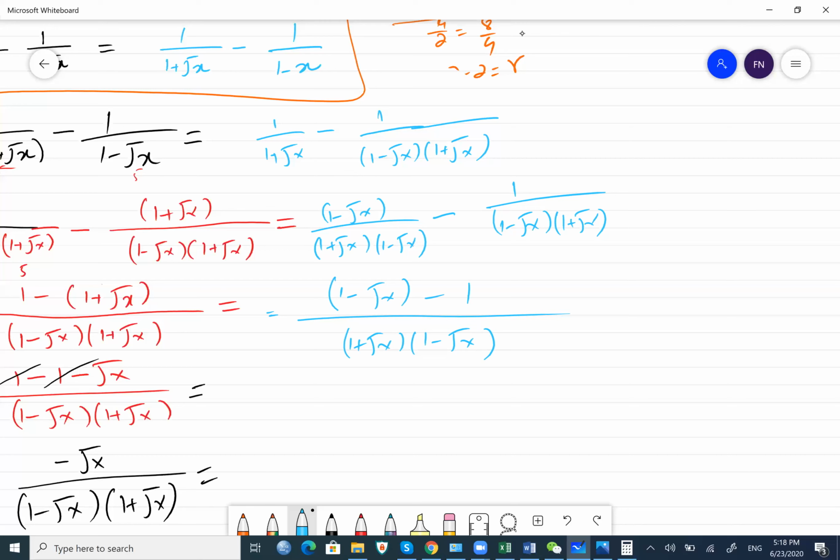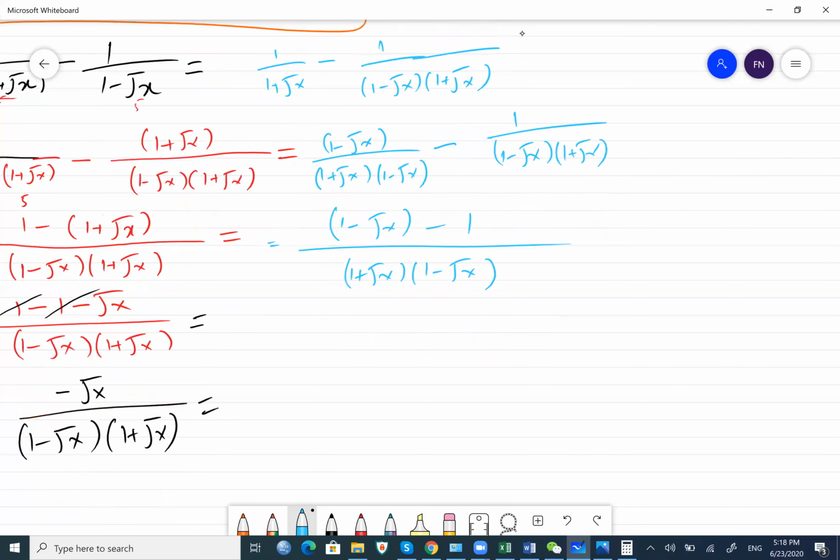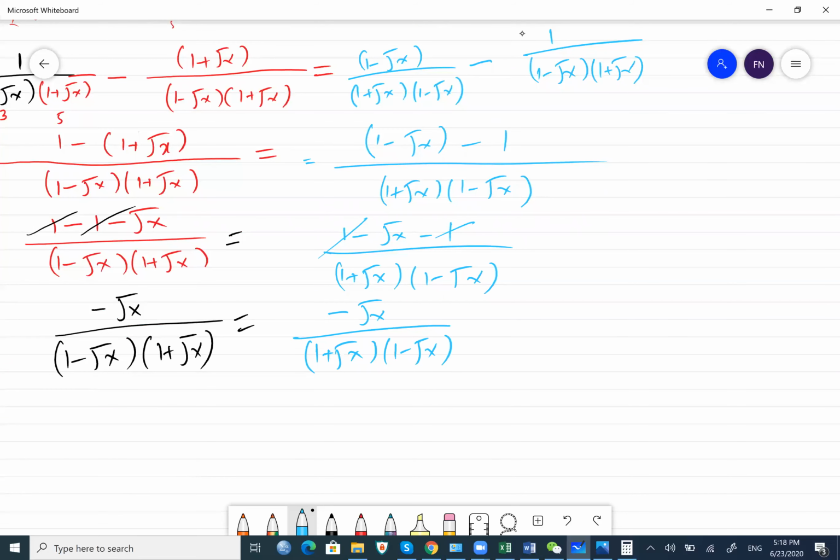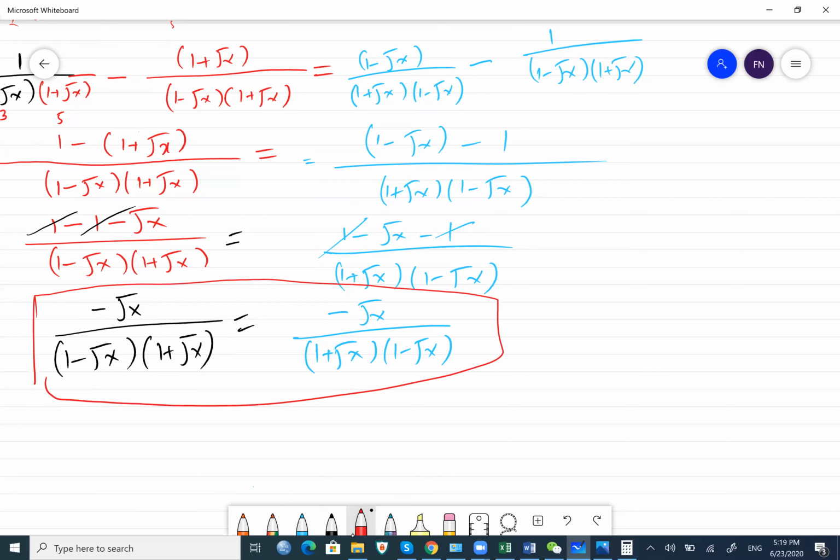Understand? Yeah. Carolina? Yeah. Okay, good. Open the bracket. This minus will cancel out with this. We will be left with minus square root of x, 1 plus this, and 1 minus this. Now both expressions are the same, right?